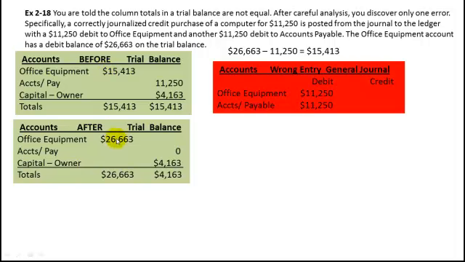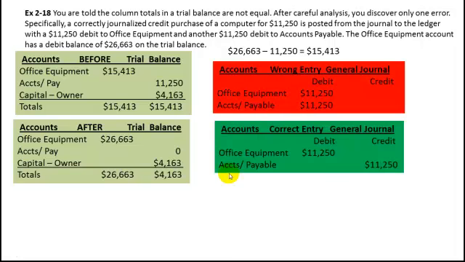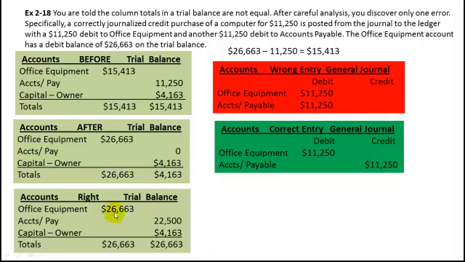Office equipment $26,663, accounts payable 0, because that debit would wipe that balance out to 0. And then this capital account would have $4,163, and you can see you're out of balance. The debit side has $26,663, the credit side has $4,163. The correct way to do this entry would have been to debit office equipment for $11,250 and credit accounts payable for $11,250, and then it would have shown up like this on a correct trial balance.